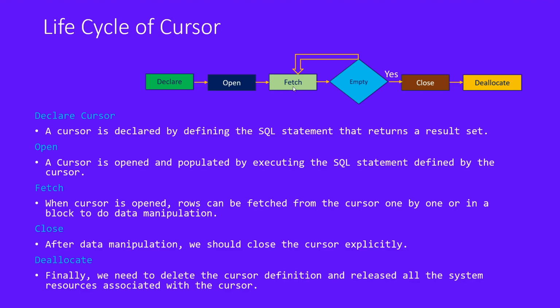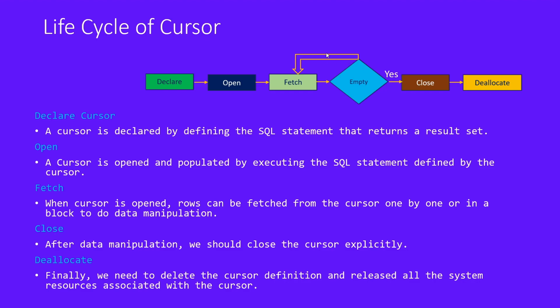And next thing, fetch. When cursor is opened, rows can be fetched from cursor one by one or in a block to do the data manipulation. We have to iterate the rows one by one and we can perform the operation on it, correct? And next thing, empty. Let's say there are 5 records in the result set and we iterated one by one till the 5th, correct? At the end the cursor will be empty, so it will go to the next block, meaning we have to close the cursor.